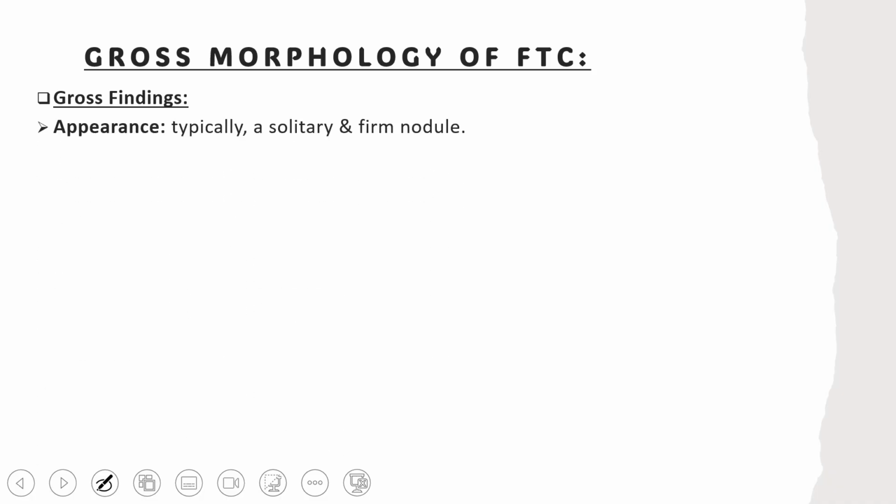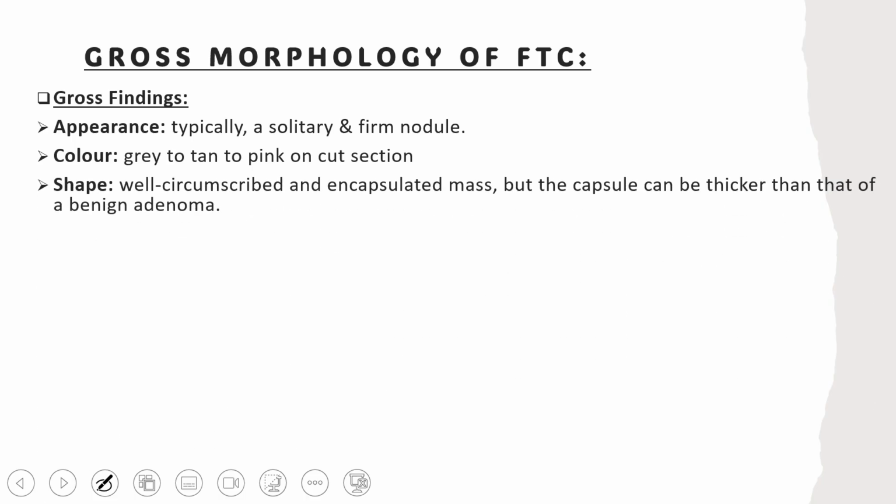Next, there is the gross morphology of follicular thyroid carcinoma. You can see the gross findings in the appearance. These are solitary firm nodules that appear like this, and the color varies from gray to tan to pink when we cut. The nodule will be well circumscribed and encapsulated, and the capsule will be thicker than that of the benign adenoma. You can see this in the previous video of thyroid carcinoma, in the first video.